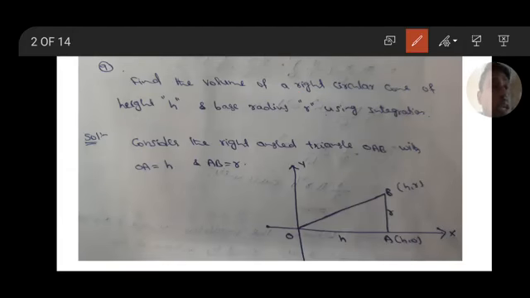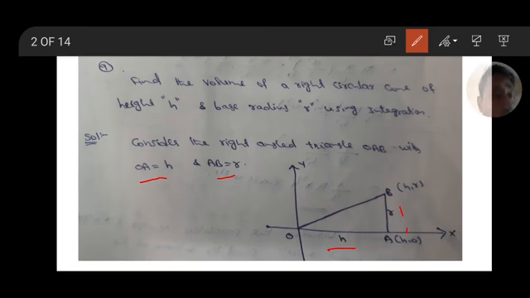So consider how we get a right circular cone. Consider a right angle triangle OAB. OAB is a right angle triangle. Here the right angle is there. It is a right angle triangle with OA equal to h distance and AB equal to distance r.